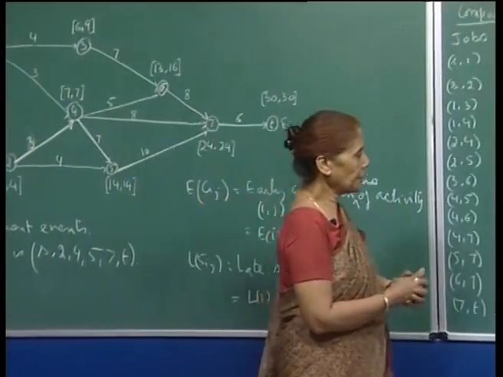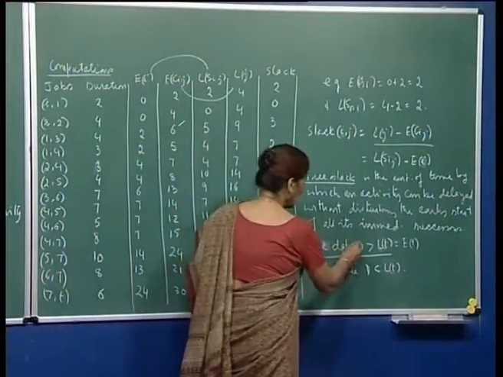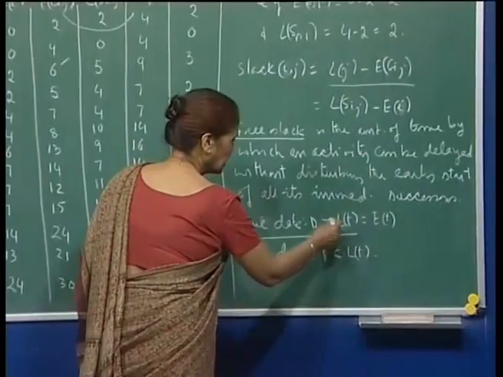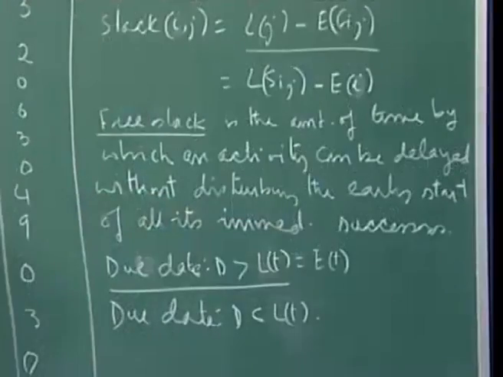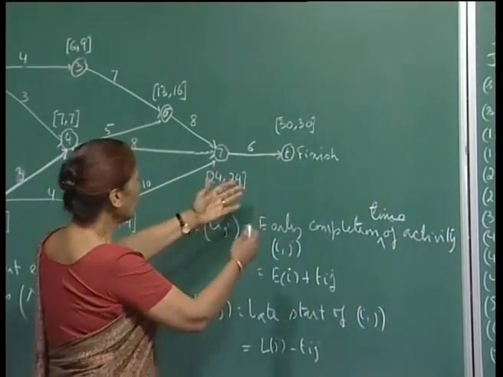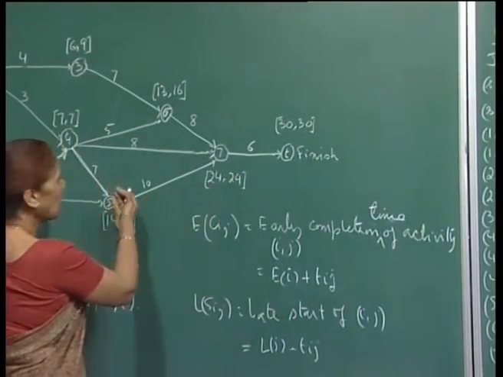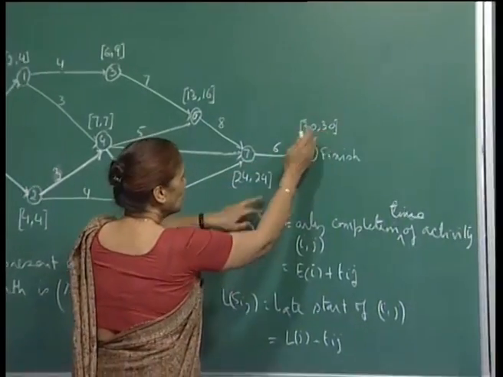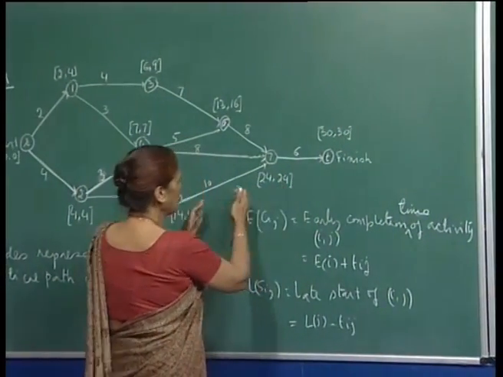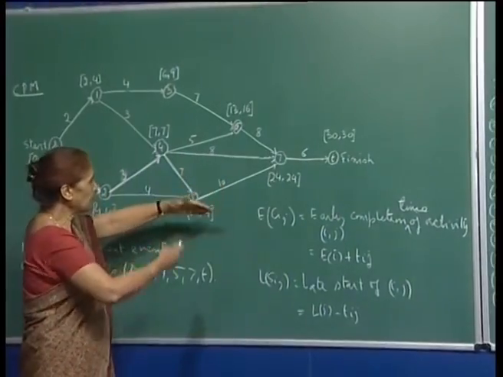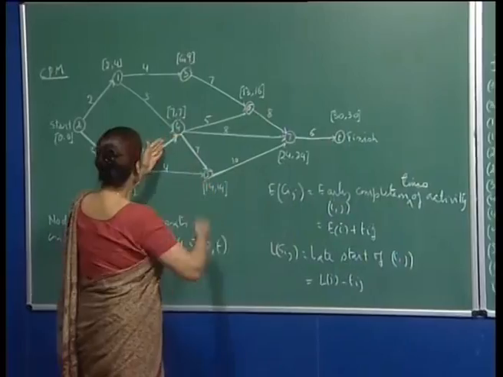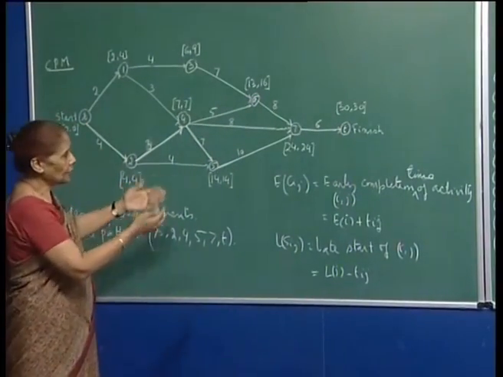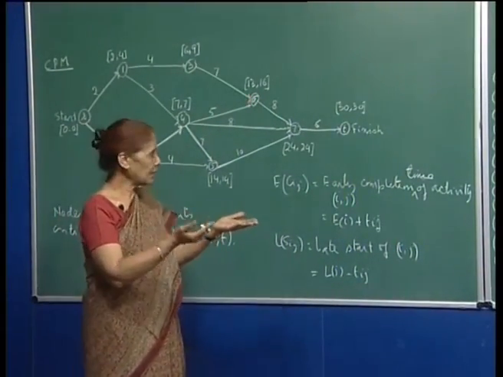If your due date, which we denote by D, is greater than your LT, which is also equal to ET in our calculation, then D will be bigger than 30. Then there will be a slack for each of the critical activities also, because if this is more than 30, this will be more than 24 and so on. The difference between the due date and this number will percolate to all the critical activities also, and for the other activities also the slack will go up by that amount.